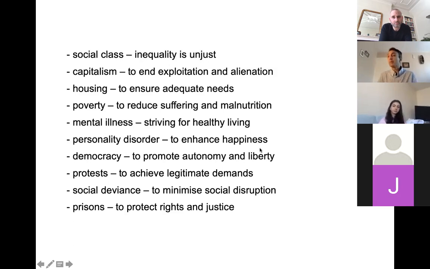Housing within social policy is studied because we recognize that a lot of people are homeless or live in cramped conditions. So what is it that we can do in public social policy to ensure that people have better accommodation that meets their needs? In politics, we study democracy or the nature of protest. Well, again, what's the reason behind that?